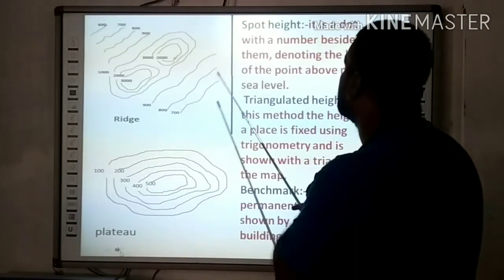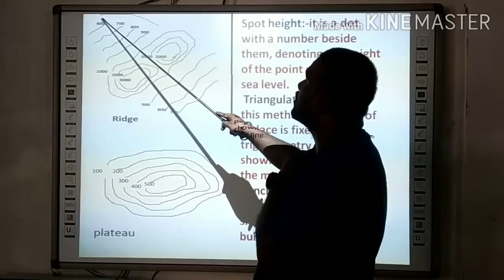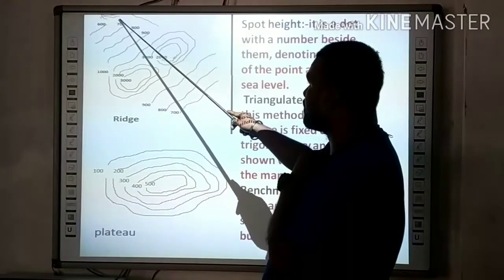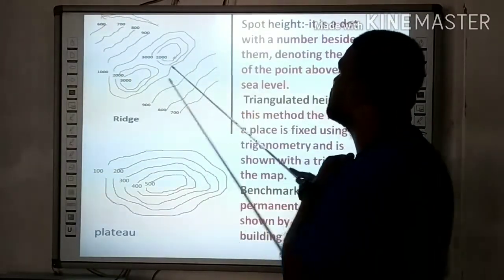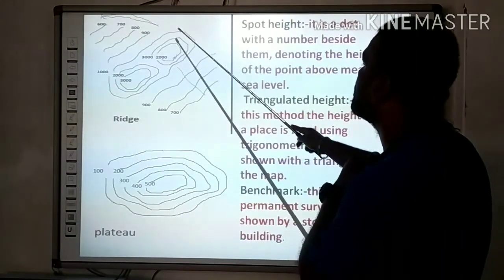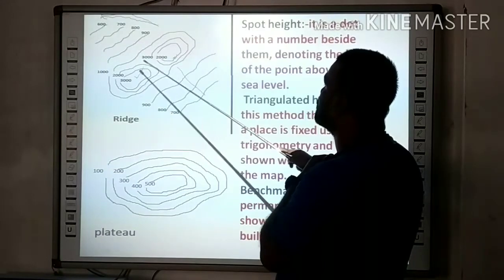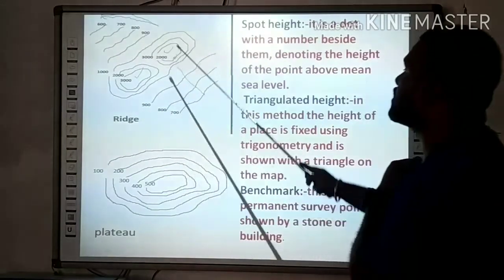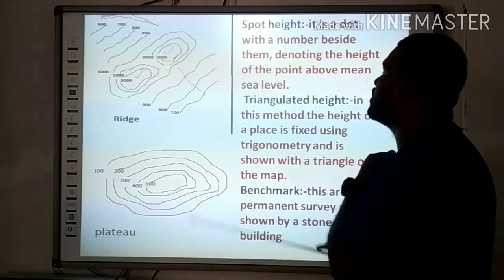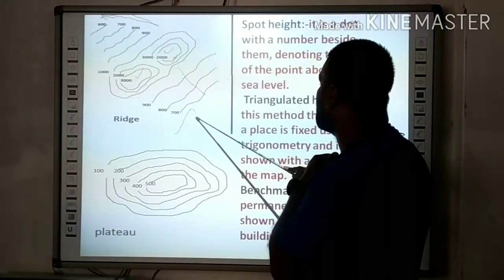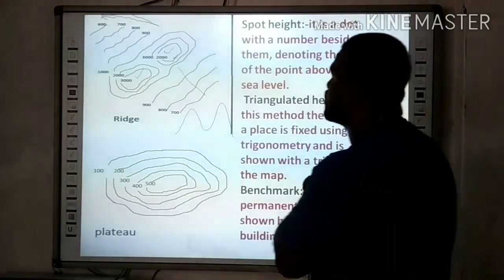Next is a ridge. You can see in the western part the gap between the contours is very large, whereas in the eastern part the gap is less. But in the middle you can see there are two hills, hill 1 and hill 2. Such type of features, what does it show? It shows a ridge, and this is how a ridge looks in real life.